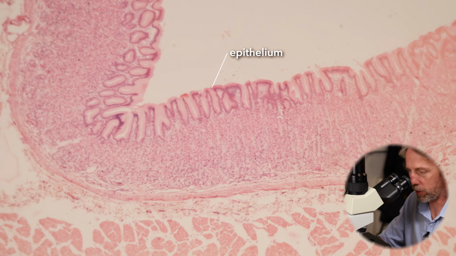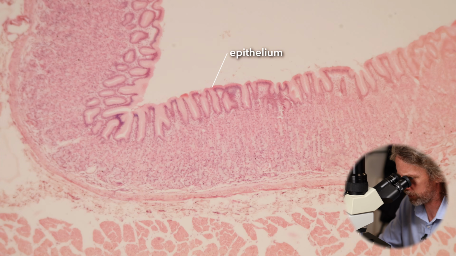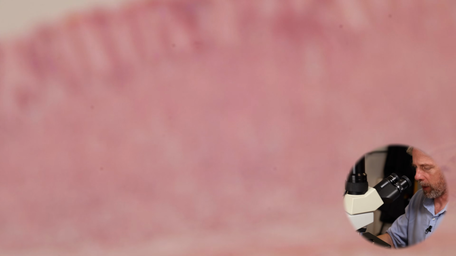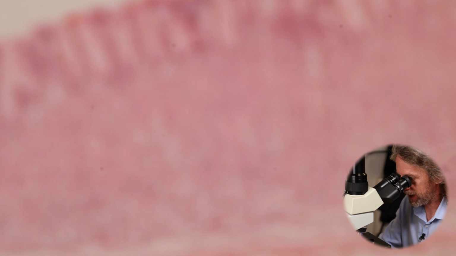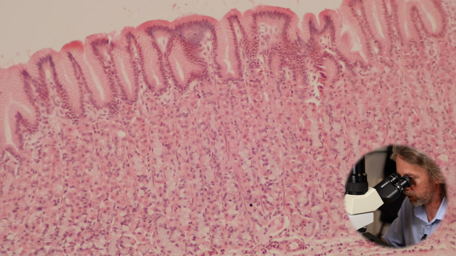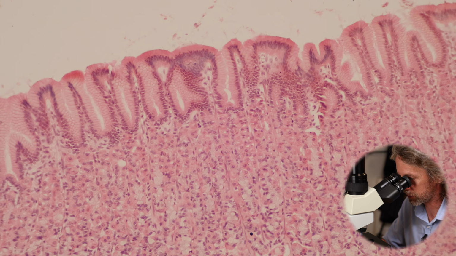Okay, so this is my low power objective. This is times 4, and then times 10 to my eyes makes a total of times 40. Jump up to the times 10 objective. As I've said before, the magnification view will be a bit different depending upon what size your screen is.